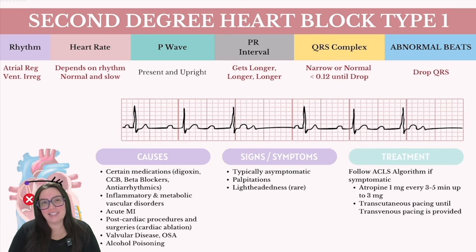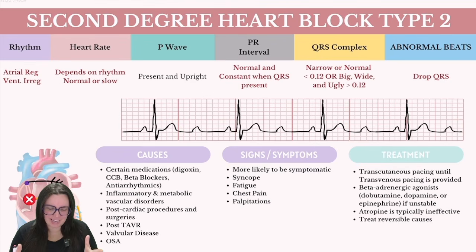When it comes to our signs and symptoms, typically they're going to be asymptomatic. If they do start to experience symptoms, it's most likely going to be palpitations or lightheadedness, and that's again very rare in these kinds of rhythms. And when it comes to treatment, we really don't treat this rhythm unless they become symptomatic. If they do become symptomatic, then we are going to follow our ACLS algorithms. We might be giving them atropine in this particular situation if the heart rate's too slow. And if the heart rate's too slow and it's not responding to atropine, we may even be looking at transcutaneous pacing until a transvenous pacer is placed.